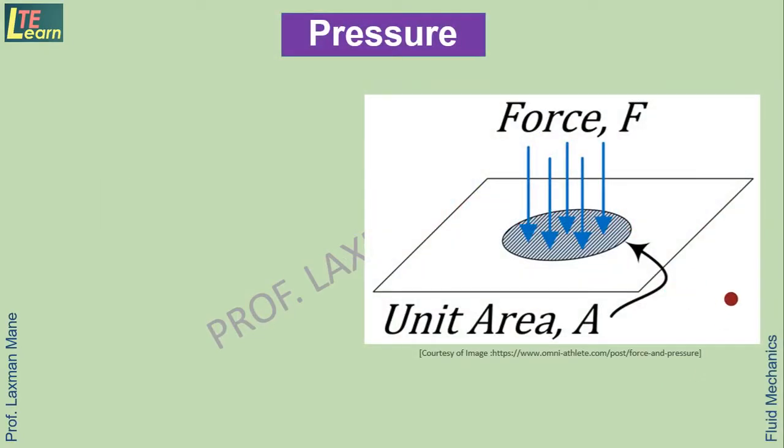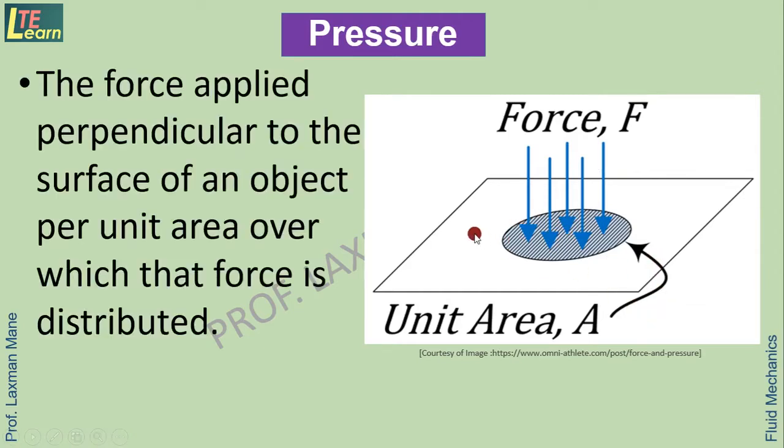From this image we see this is the application of force on the unit area. So the force applied perpendicular to the surface of an object per unit area over which that force is distributed is called as pressure. Mathematically it is given as small p is equal to force F upon area A, and its unit is Newton per meter square, which is also called as Pascal.